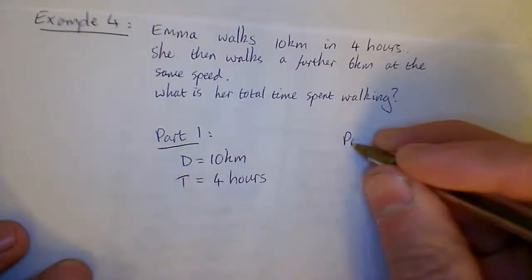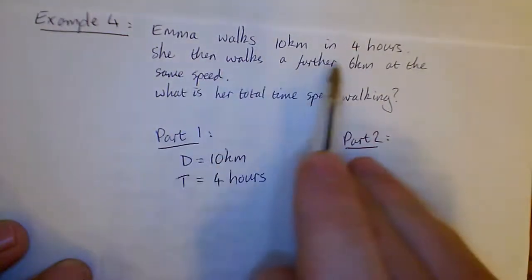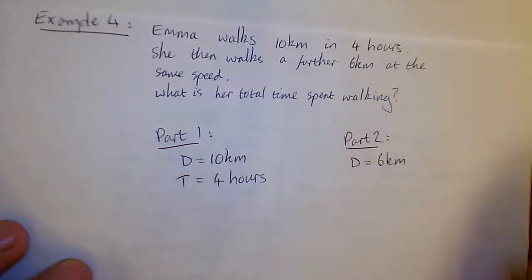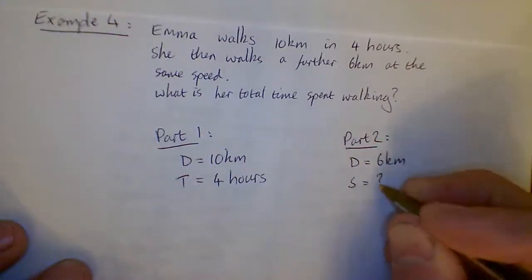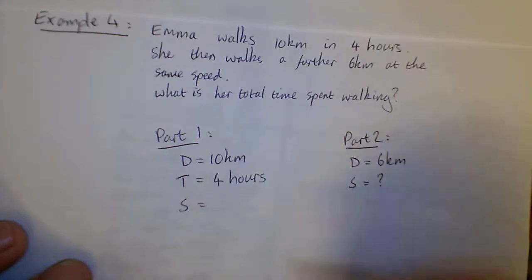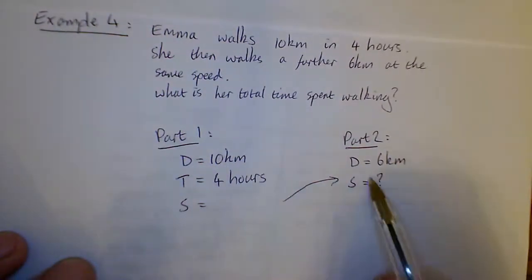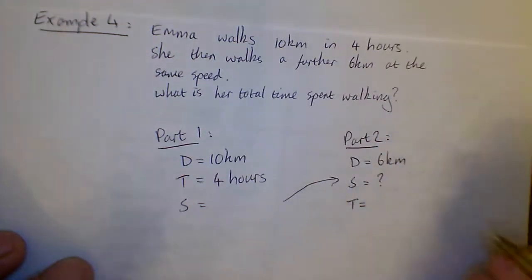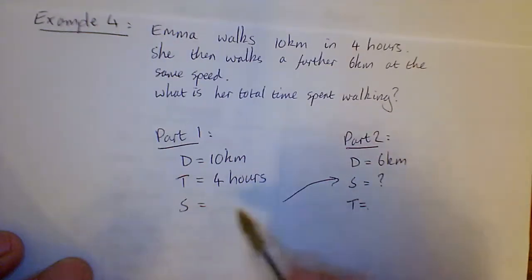Part 2 of our journey. Now over here, she then walks a further 6 kilometers. So our distance is 6 kilometers at the same speed. Oh, we don't know our speed, but it's the same as our answer to this one. So just by laying out my information, I'm getting the feeling that I need to somehow work out this speed, use over here. What is our total time? So we need to find the time here. Total time, so we'll add this time to our 4 hours. But we need to find this speed first.